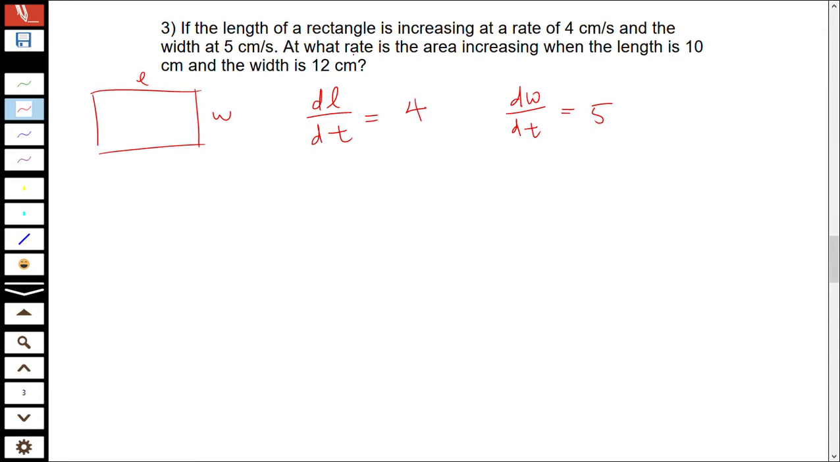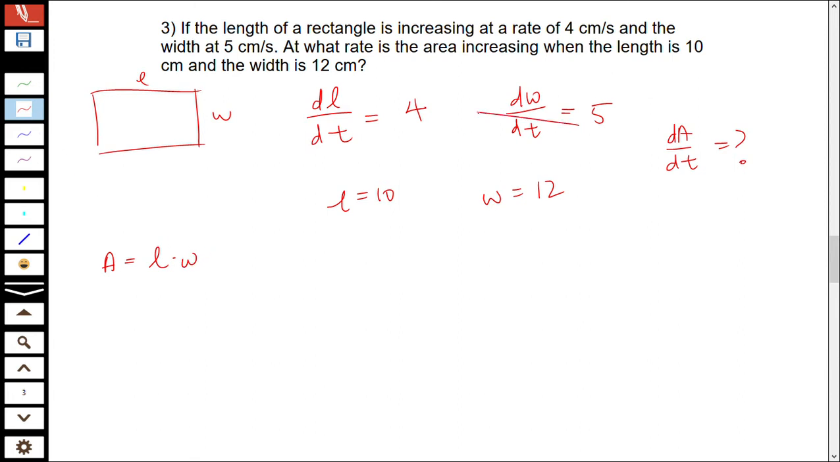And they said, what is the rate? So at what rate is the area increasing? So they're asking for, well, what is going to be my dA over dt? Because they're asking for this when the length is 10 and the width is 12. Okay, so we have length and width, and we want to relate it to the area. So we know it's a rectangle, so what's a formula that relates L and W with the area? So we know that the formula for the area of a rectangle is length times the width.